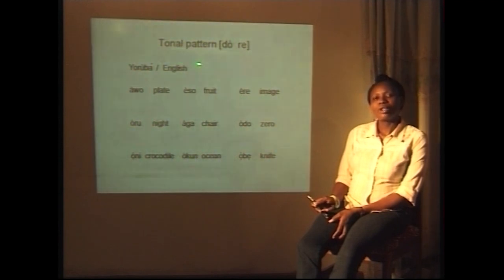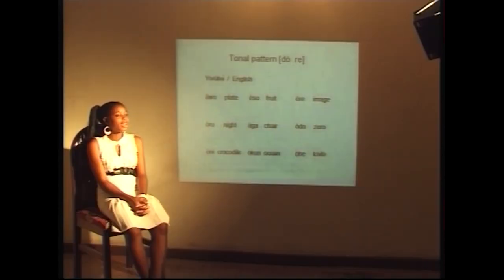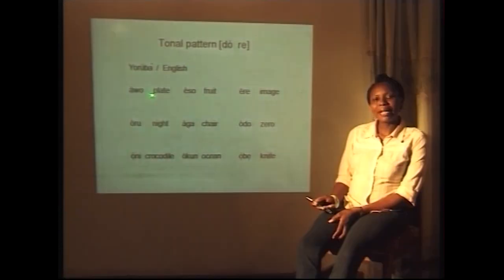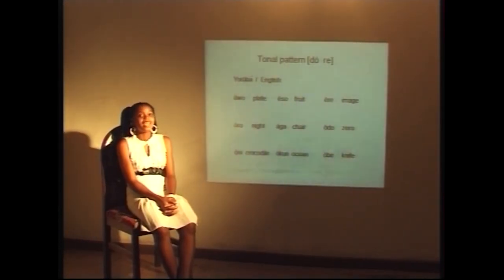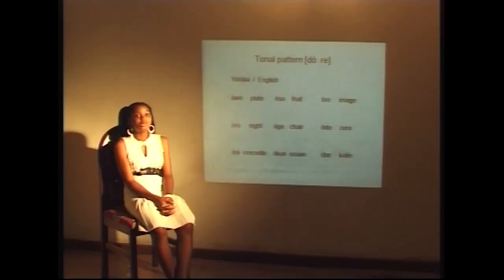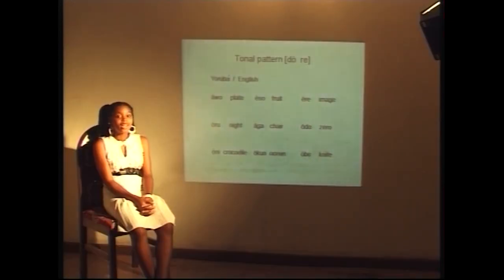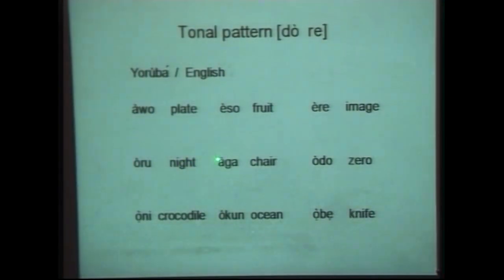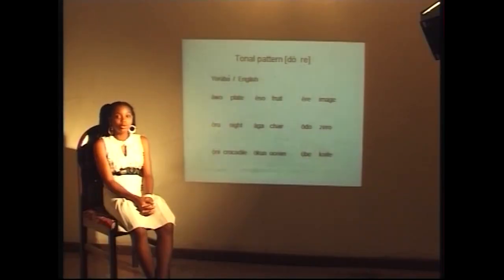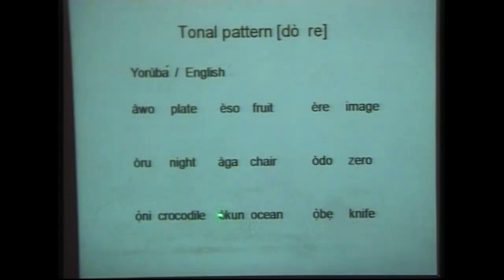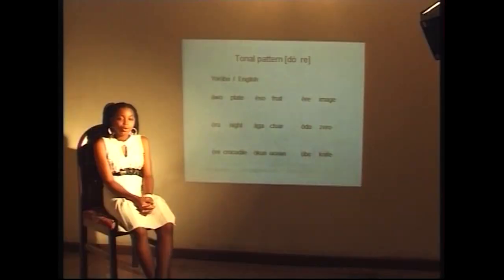Tonal pattern. Do re, Yoruba and English. Do re, awo, plate. Do re, eso, fruit. Do re, ere, image. Do re, oru, night. Do re, aga, chair. Do re, odo, zero. Do re, oni, crocodile. Do re, okun, ocean. Do re, obe, knife.